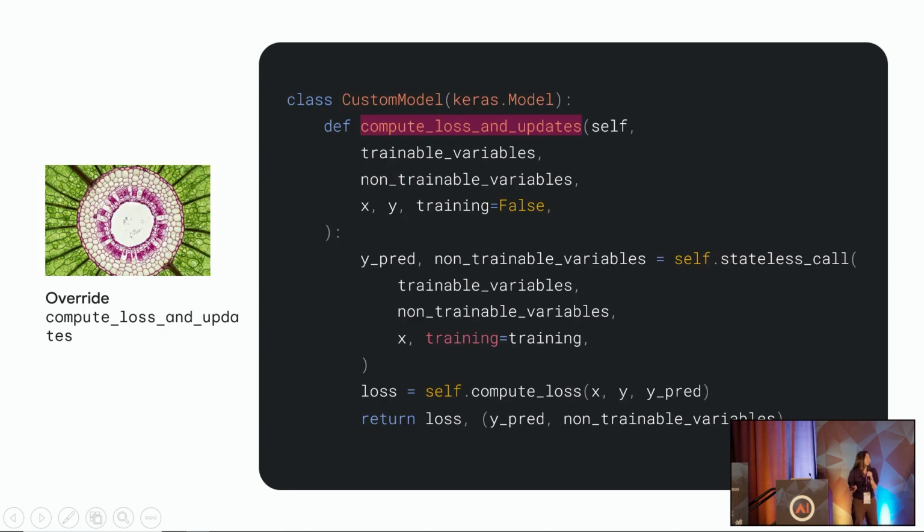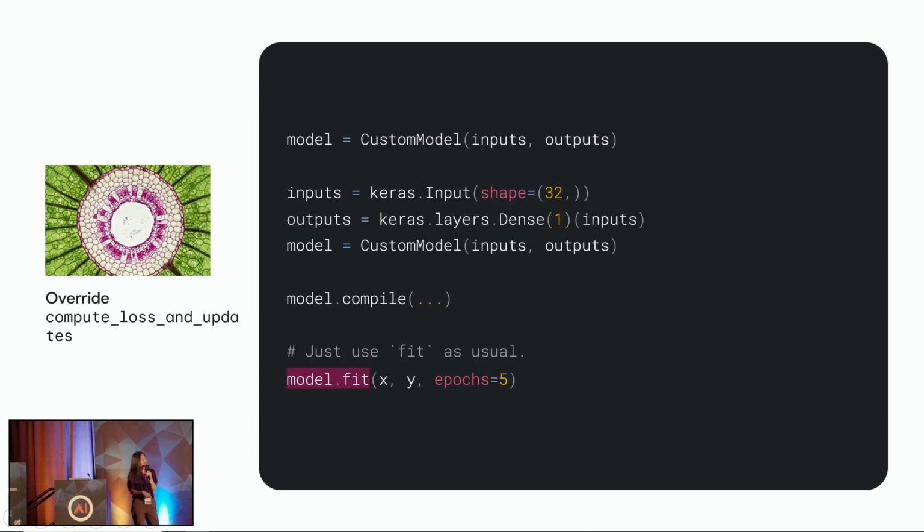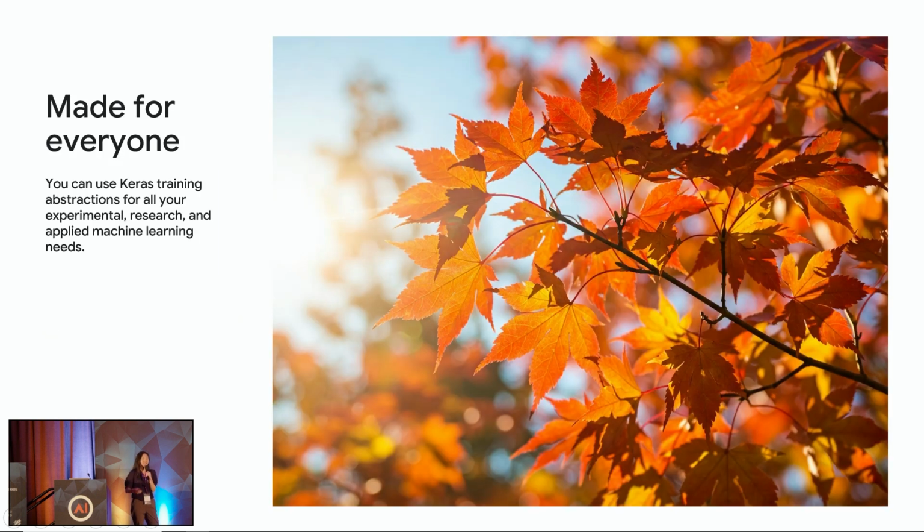We can also customize every part of the model.fit training loop. Here we override the compute loss and updates function, which is then called automatically by the model.fit train loop. Because of the way that Keras was designed, you can start with it for very simple use cases, and then you can continuously customize it. We like to think of it as being made for everyone, right? So it can fit your research, experimental, or applied machine learning needs.